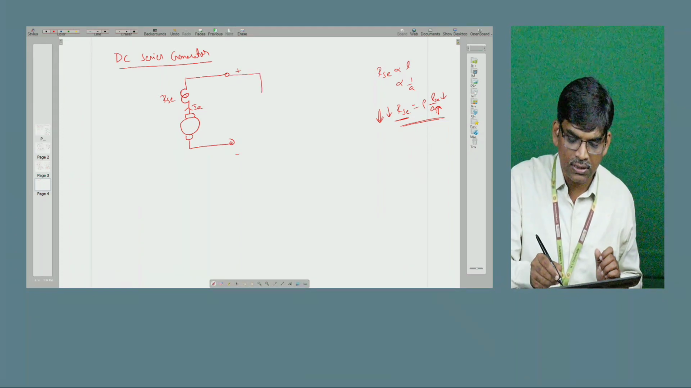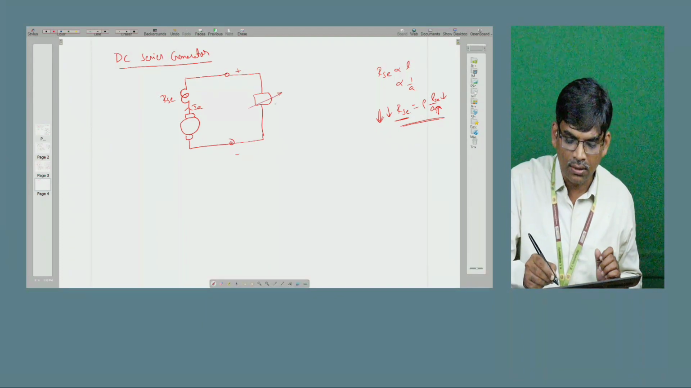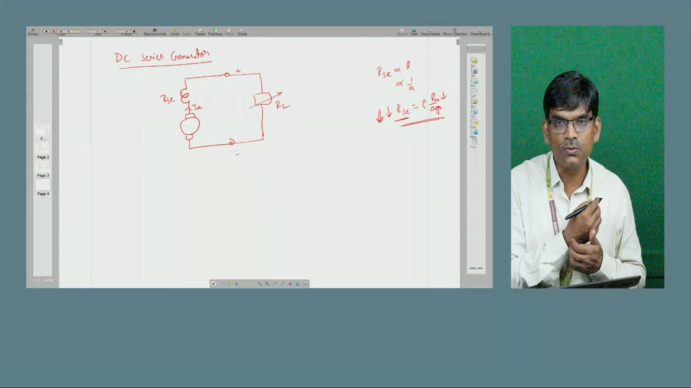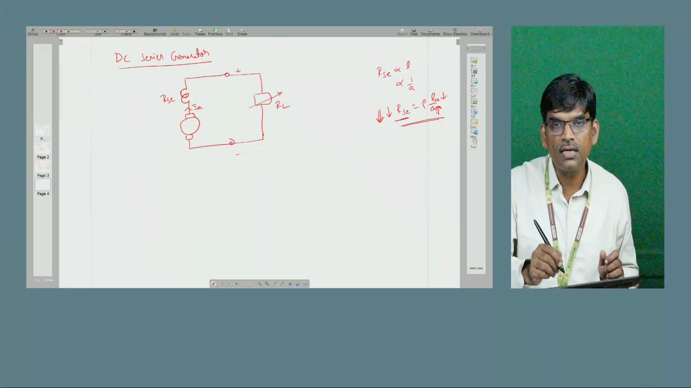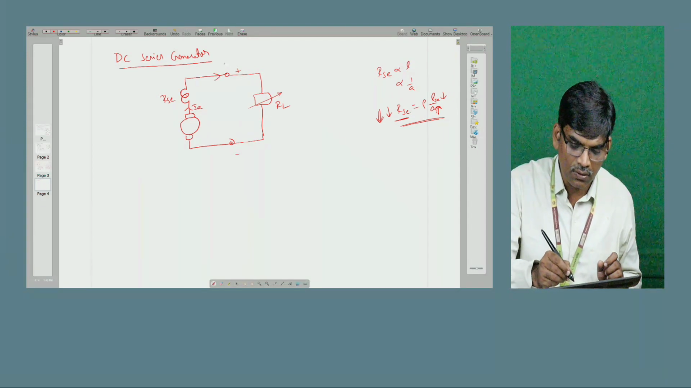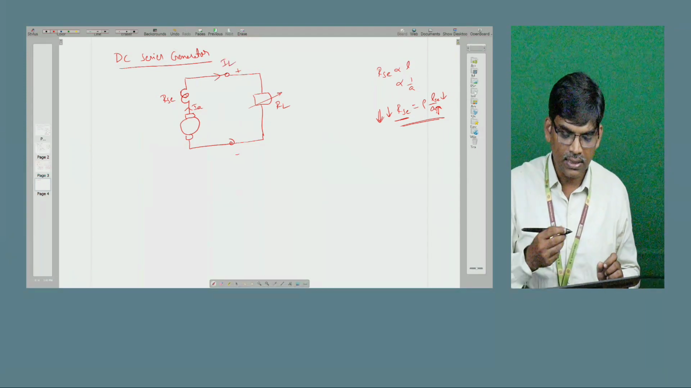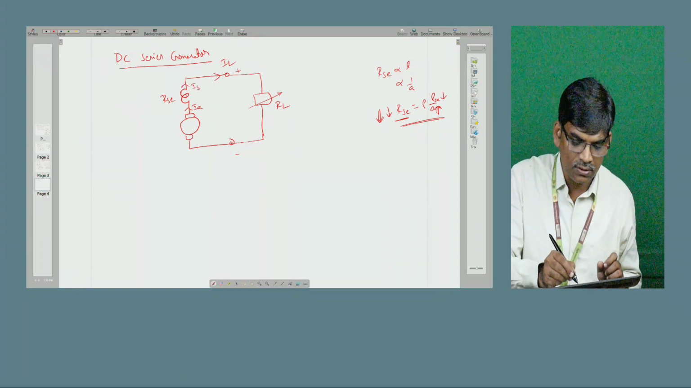A DC series generator is always operated under load only. Why? Because with no load it acts as an open circuit, so it does not work. The generator runs only with the load. The current passing to the load is called IL, and the current passing through the series field winding is called ISC.